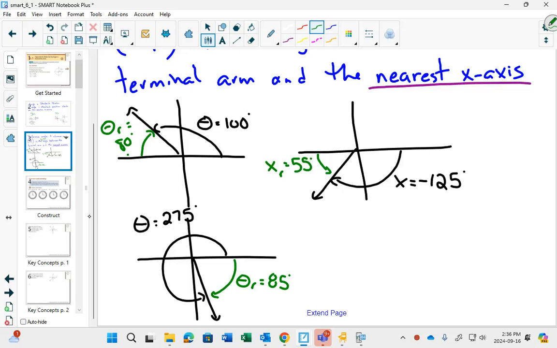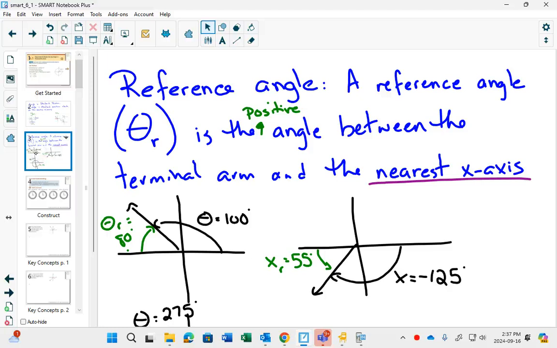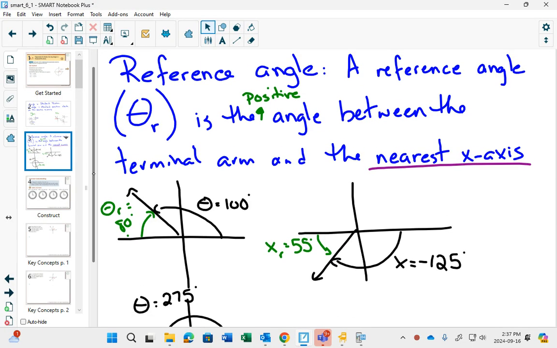I don't understand. I thought the rule was just that it has to start from the right line. That was our first definition: an angle in standard position always starts from the positive x-axis. I thought the reference angle was kind of the same.